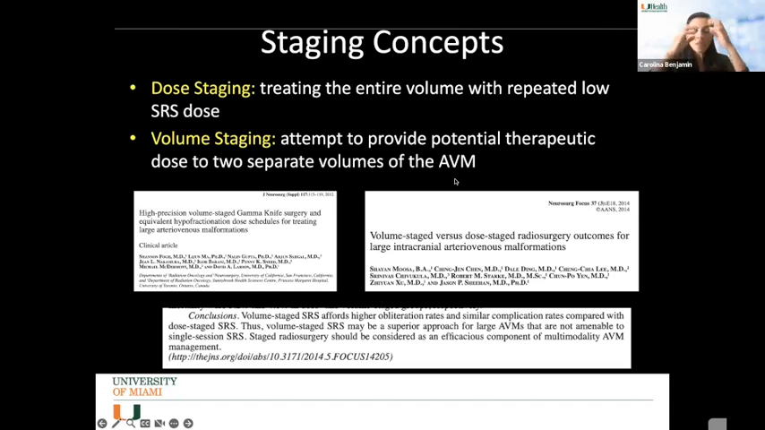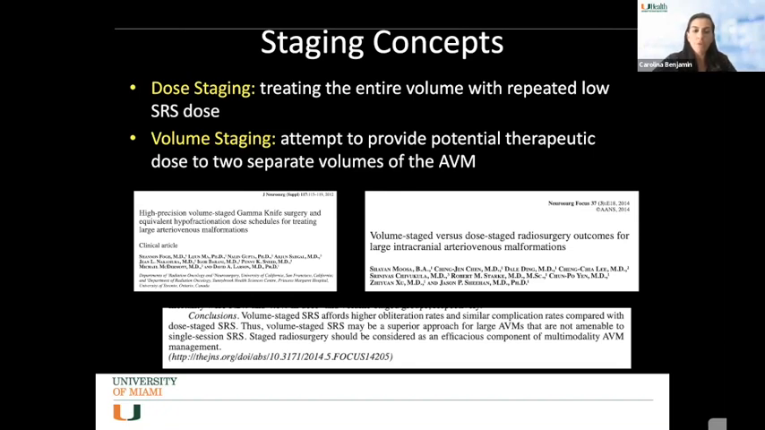So essentially, depending on the size of the AVM, you separate it into smaller volumes, usually 2 or 3, can be up to 4. Nothing says that it can't. But you essentially treat it as separate entities, and each time that you treat one of those separated volumes, you give a potential therapeutic dose. You really push the dose. You're able to measure the volume that you create, and then push your dose accordingly.